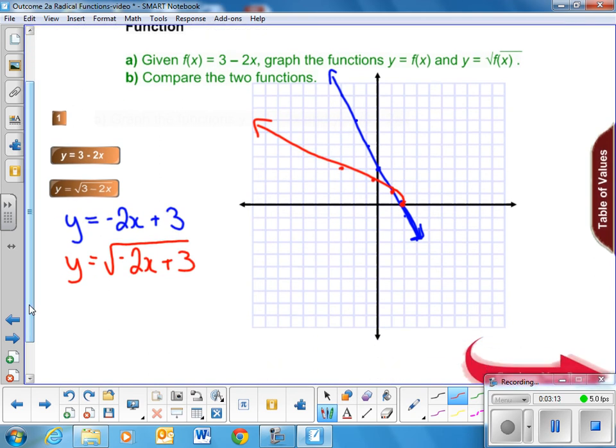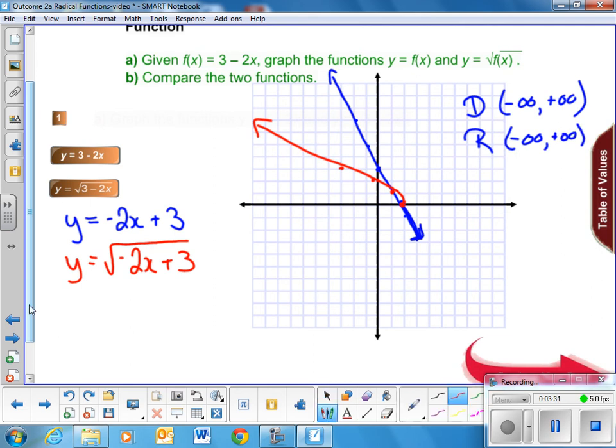Let's look at the domain and range of each of these. So the domain for the original function would be from negative infinity to positive infinity. It extends indefinitely in both directions. The range will also be negative infinity to positive infinity.